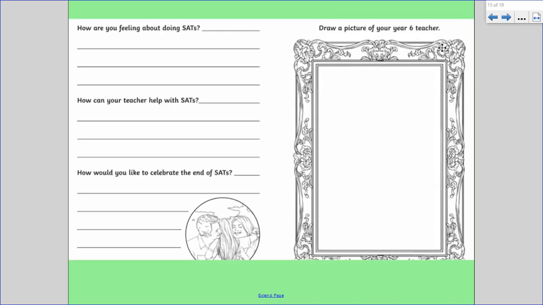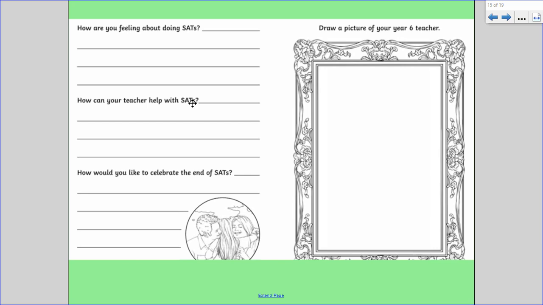We could also include, how are you feeling about doing SATs? So Year 5s, present Year 5s, next year you will be doing your SATs. So how do you feel about this? Year 6s going on to Year 7, you will be doing assessments, I'm sure. So you can put in some information about the assessments that you may have.